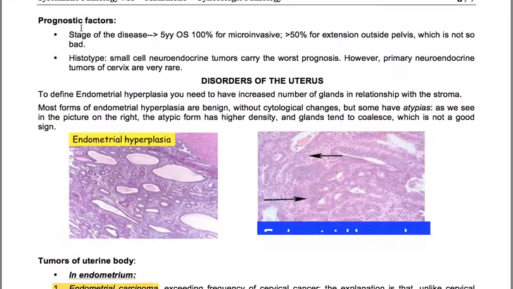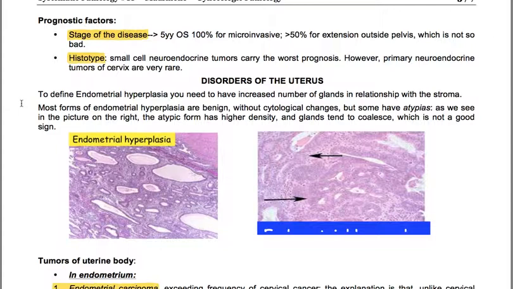Prognostic factors are stage of the disease: 5-year overall survival is 100% for microinvasive, more than 50% for extension outside the pelvis, which is not so bad. And the histotype. Small cell neuroendocrine tumors carry the worst prognosis. However, primary neuroendocrine tumors of the cervix are very rare.